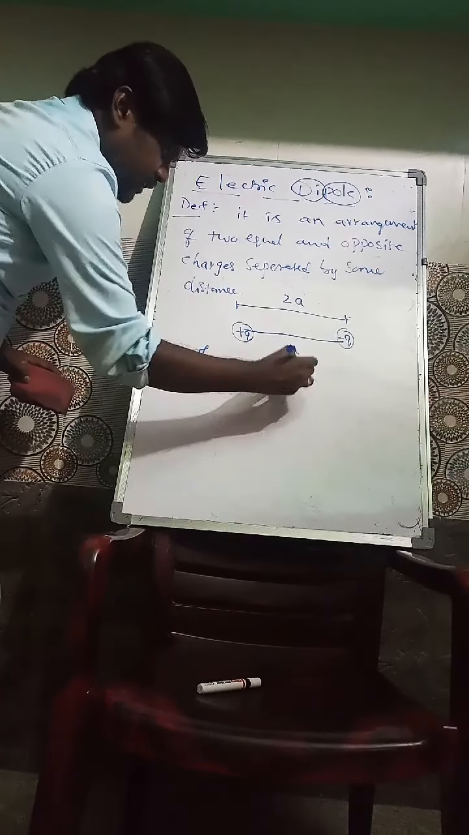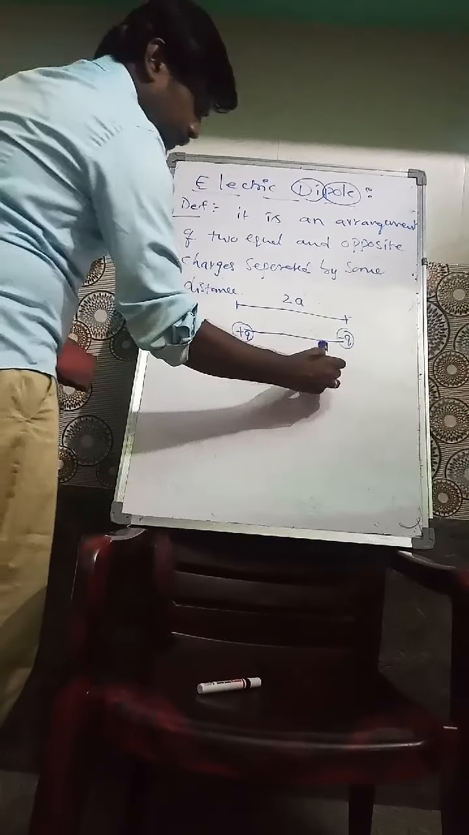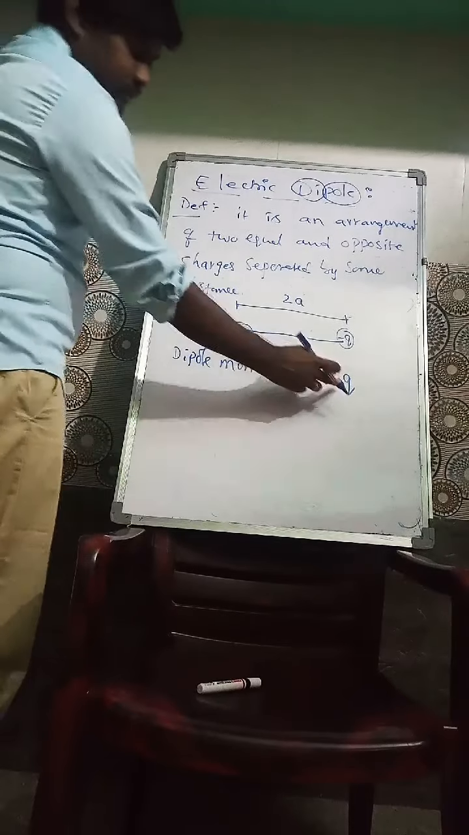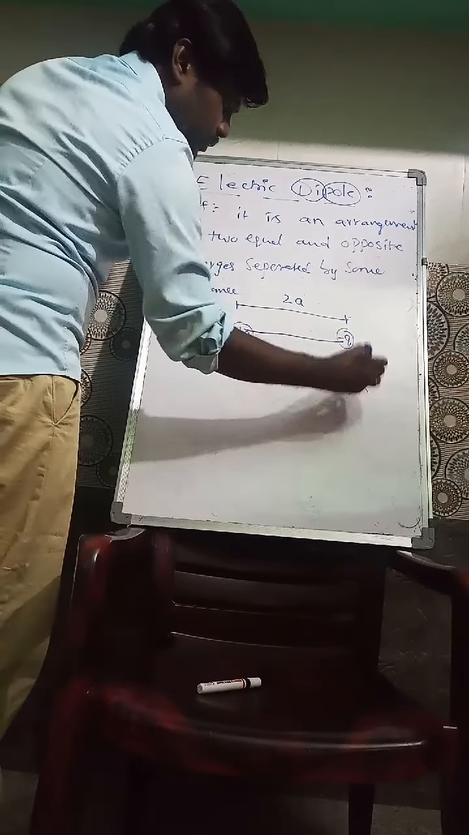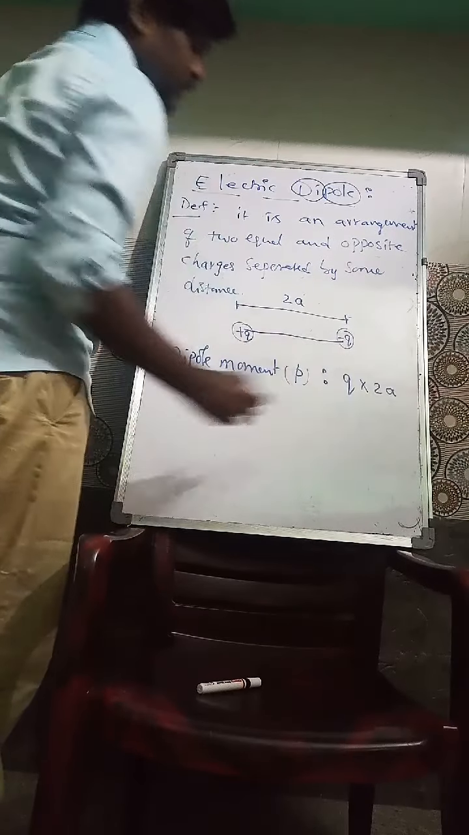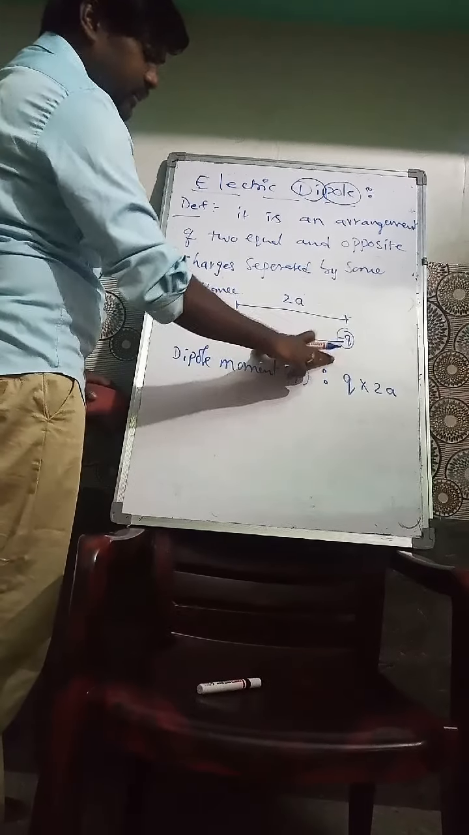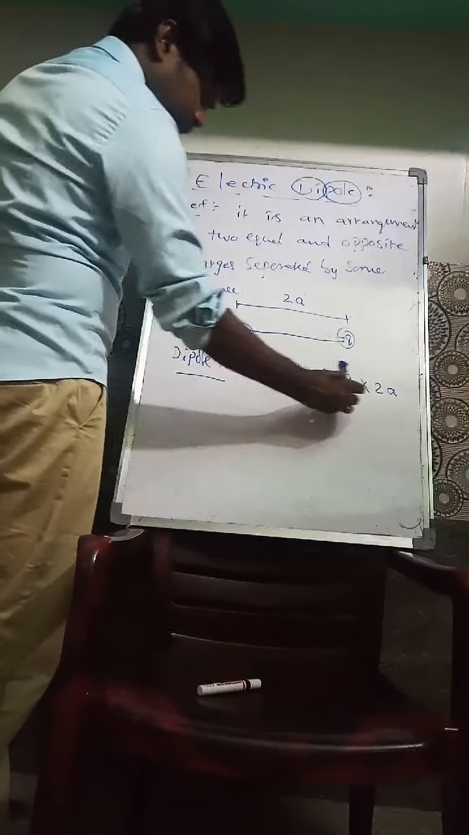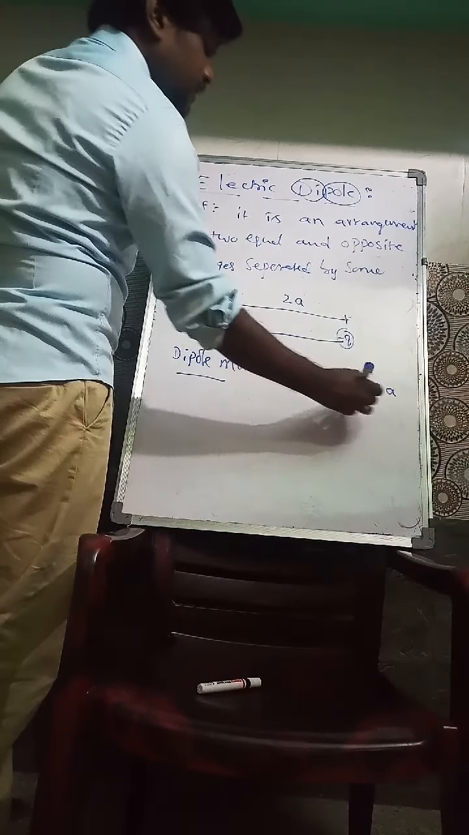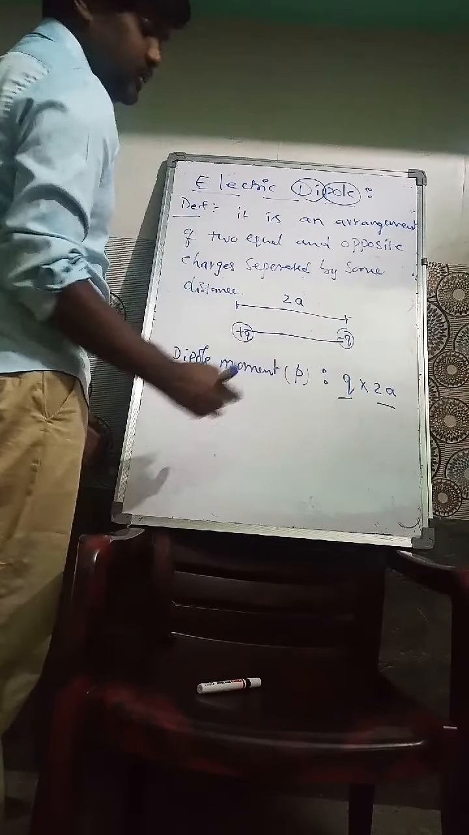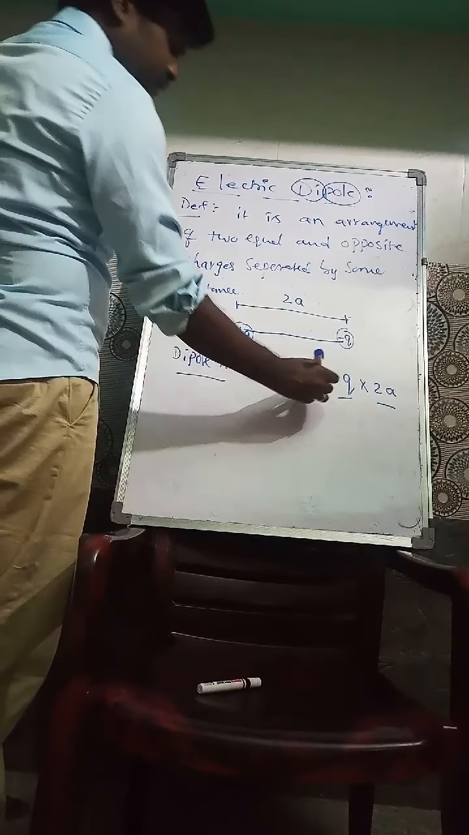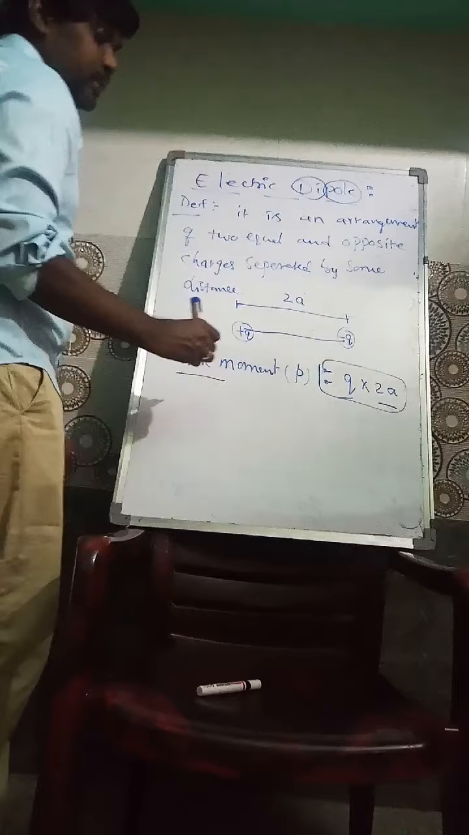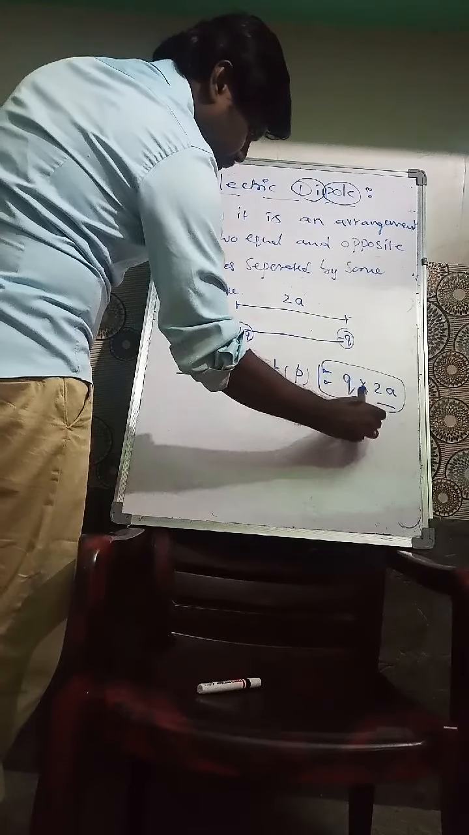So here I would like to define dipole moment. It is represented with the letter small p. It is the product of the magnitude of one of the charges and the length of the dipole. This 2a is called the length of the dipole. This is the formula for dipole moment, and the unit is coulomb meter.